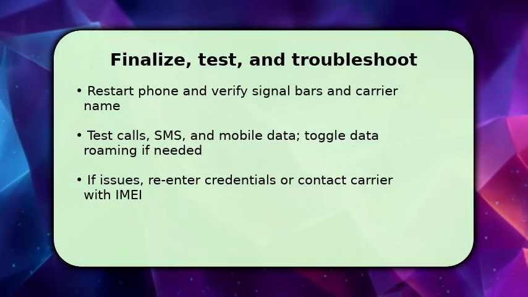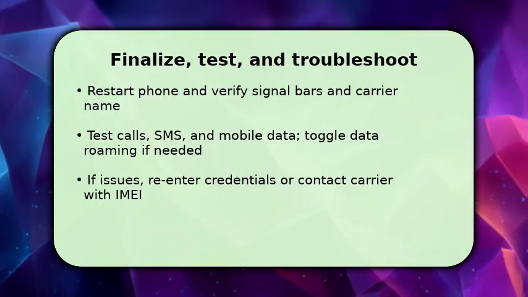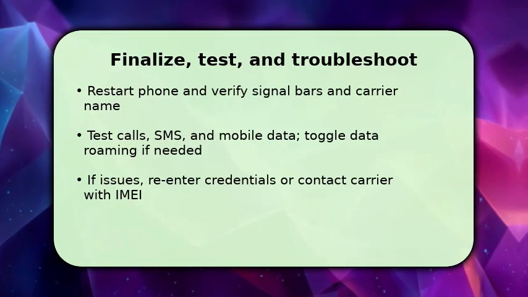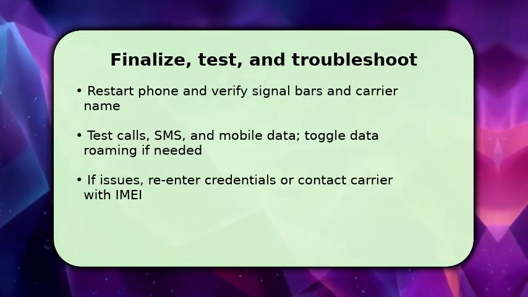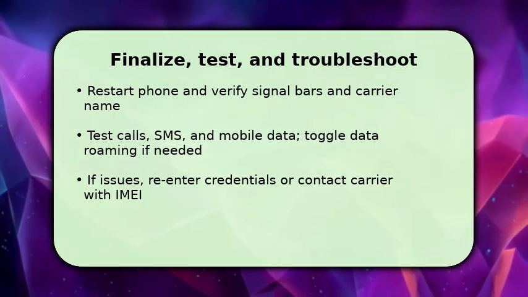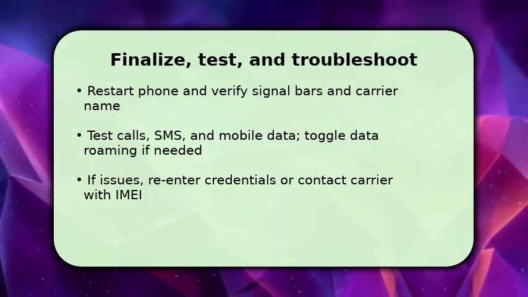Finish by restarting your phone to register the new profile on the network. This helps ensure proper carrier provisioning. Once rebooted, check signal strength and the carrier name, then make a test call, send an SMS, and load a web page to verify data.